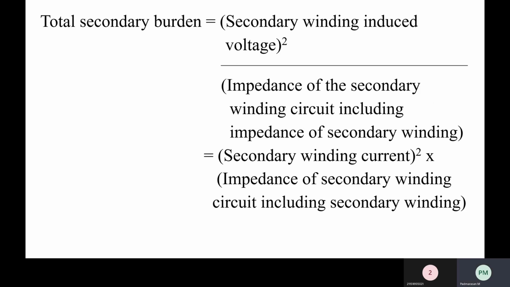So the total secondary burden is the square of the secondary winding induced voltage divided by the impedance of the secondary winding circuit, including the impedance of the secondary winding. That is, the secondary winding current squared times the impedance of the secondary winding circuit including the secondary winding. So this is the formula or expression for the total secondary burden.